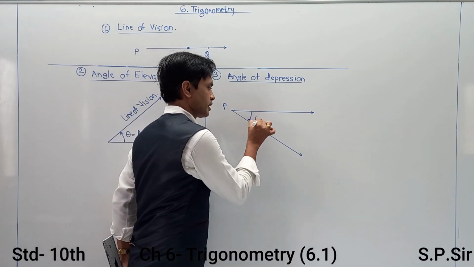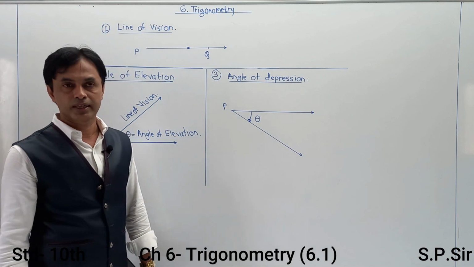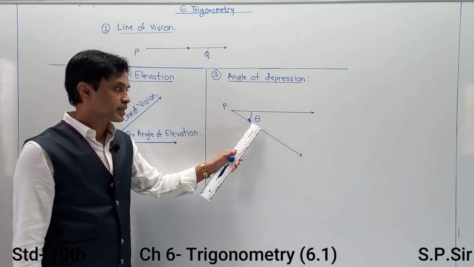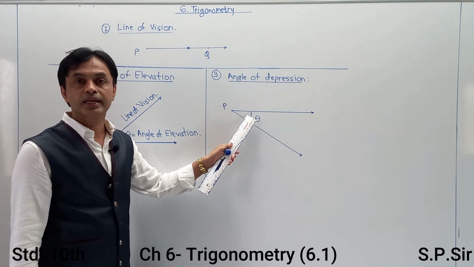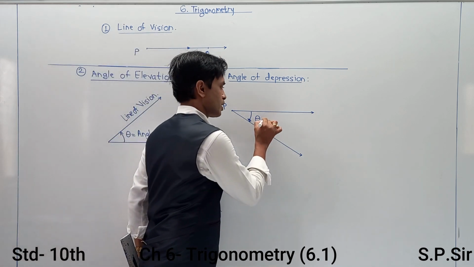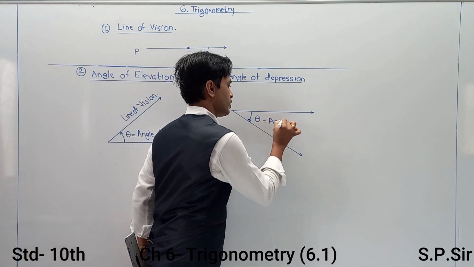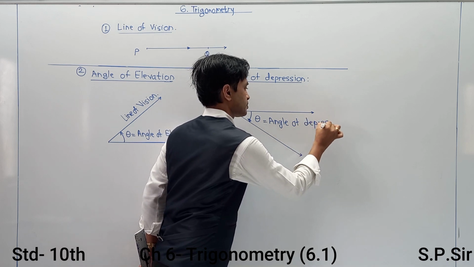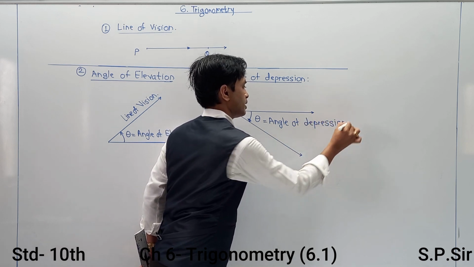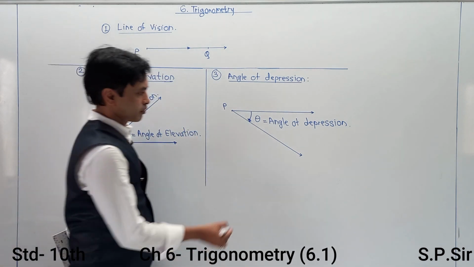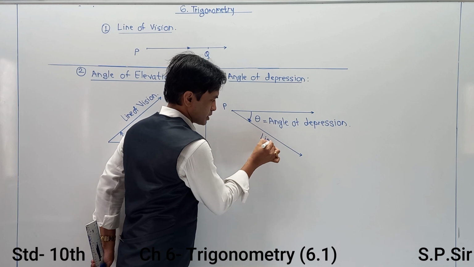Now this is your line of vision, and you are observing some object in a downward direction. Let us say this is theta, again it may be 30, 35, 40, 45 degrees depending upon your numerical. As you are observing something in a downward direction, this is called the angle of depression. Remember, the line of vision remains the same here too; it doesn't change.